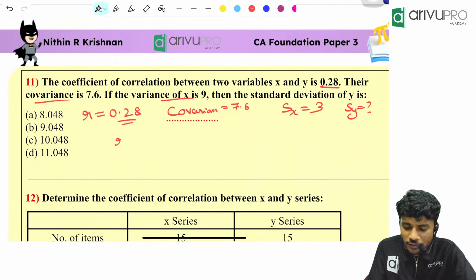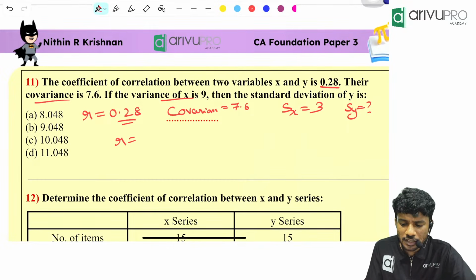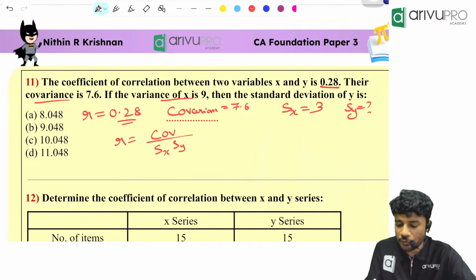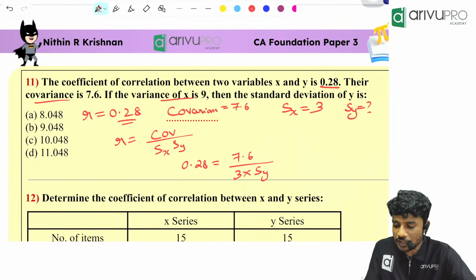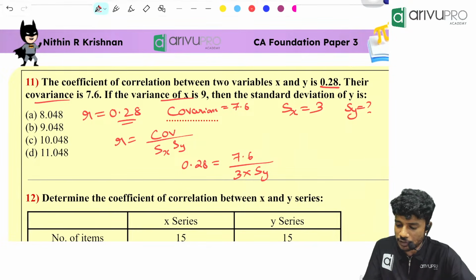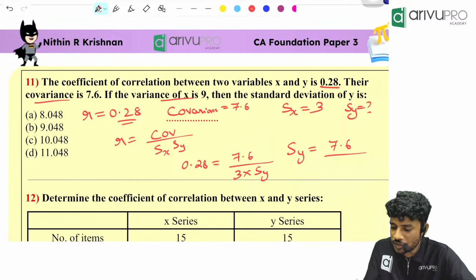Now, what is the formula for correlation coefficient? That is covariance divided by standard deviation of x into standard deviation of y. Put the value. That is 0.28 is equal to covariance, which is 7.6, divided by 3 into standard deviation of y. Take the standard deviation of y to the other side and 0.28 to this side. That means standard deviation of y is equal to 7.6 divided by 3 into 0.28.